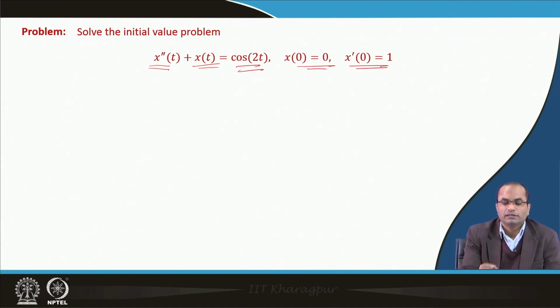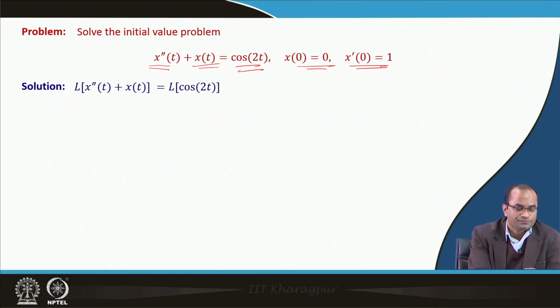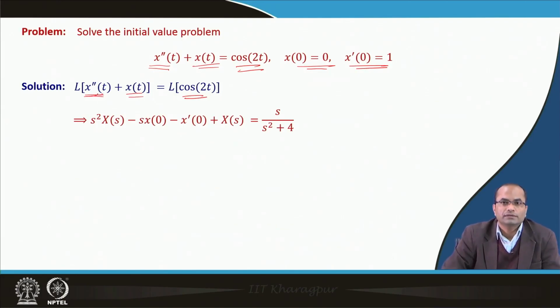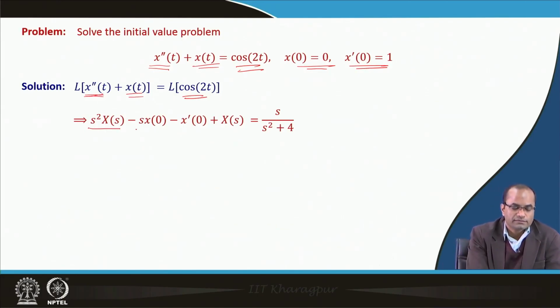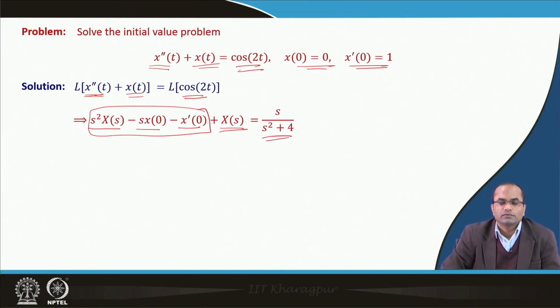Here these are the initial conditions given. So, again the process will remain the same. We will take the Laplace transform, simplify it, incorporating these initial conditions, and finally, we will go for the inverse Laplace transform. So, taking this Laplace transform on x double prime plus x(t) and the right hand side on cos 2t, we will apply again this derivative theorem, s square X(s) minus s x(0) minus x prime(0), that is the Laplace transform of this double derivative, plus the Laplace transform of x(t), and the right hand side Laplace transform of cos 2t.